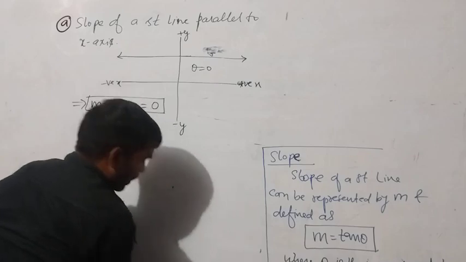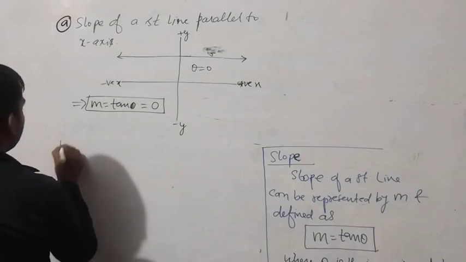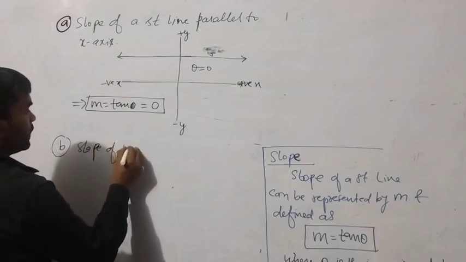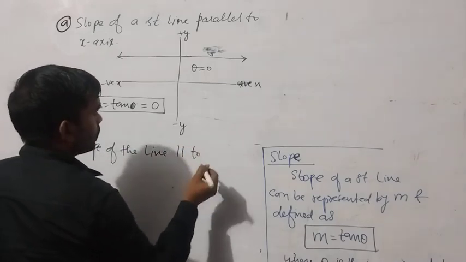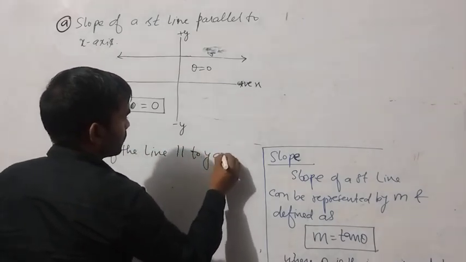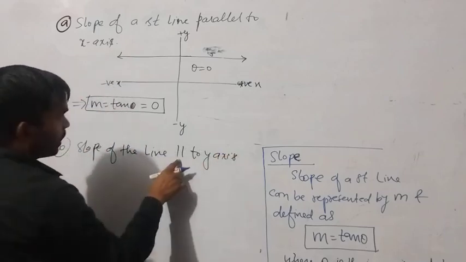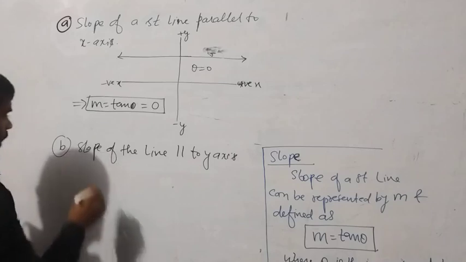Slope of the line parallel to y axis. Okay, so the second point is slope of the line parallel to y axis. This is the parallel symbol for parallel lines. So, slope of the line parallel to y axis.